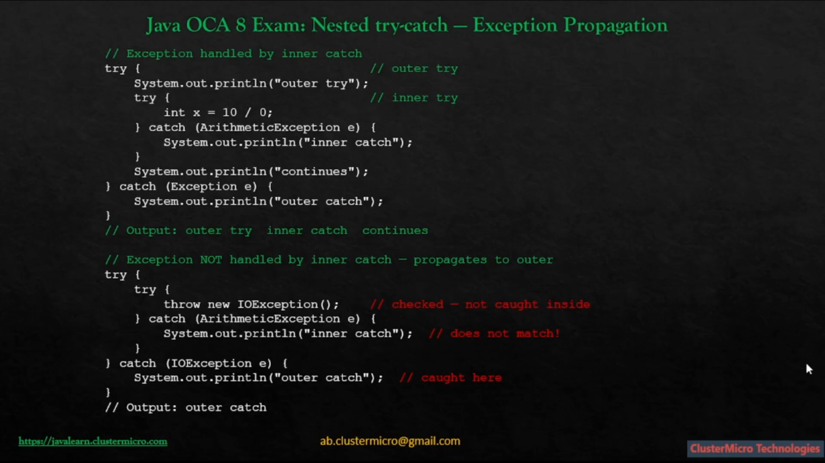If you see the example, an IOException is thrown and the inner catch handles ArithmeticException, so it does not match. The exception then moves outward and is caught by the outer catch for IOException.